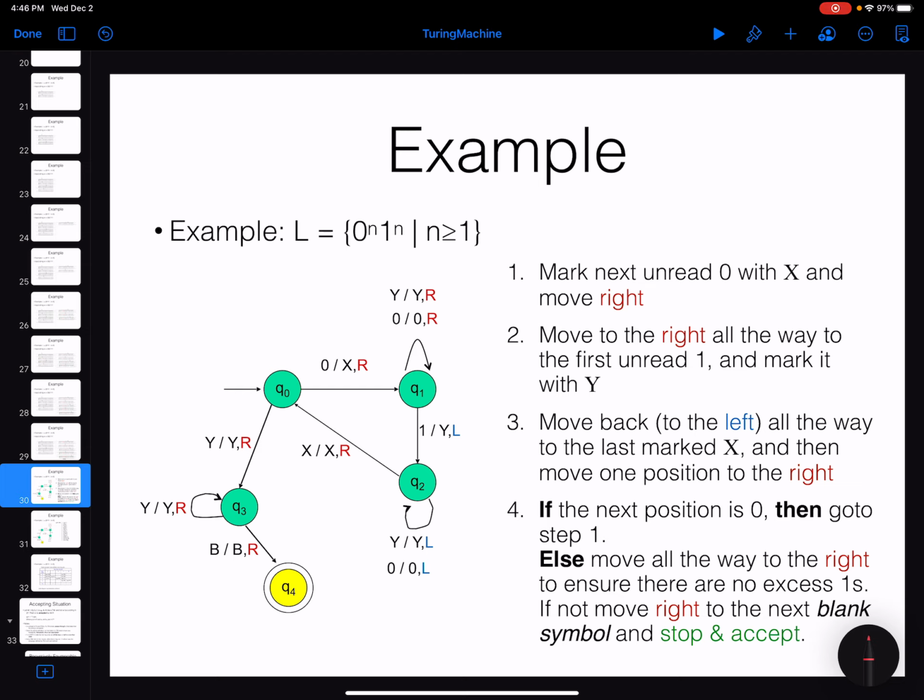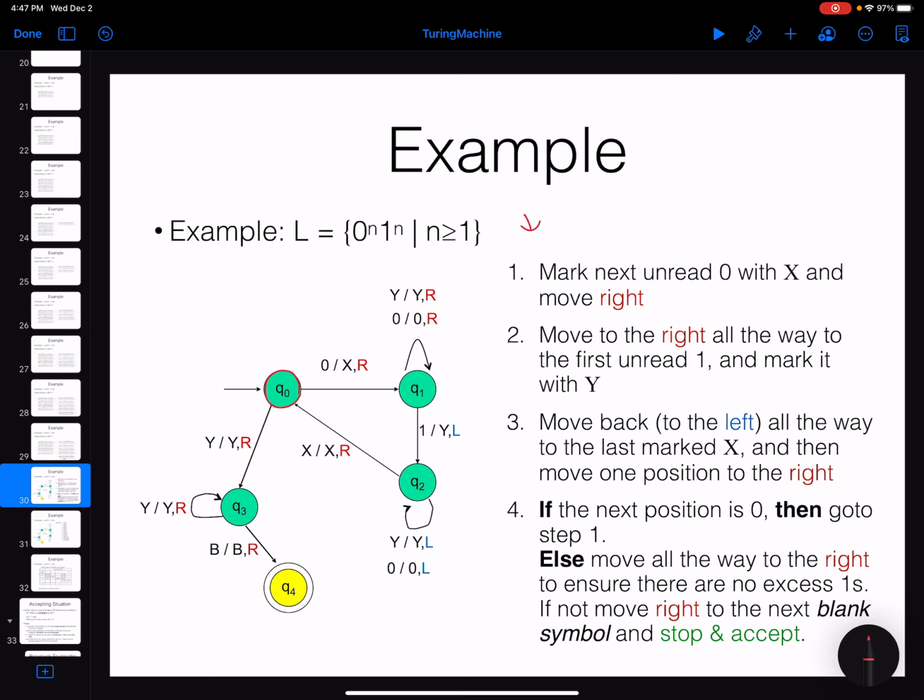Okay, it shows the full transition diagram. It might not be quite intuitive at the beginning when you are looking at it, but let me explain that the algorithm, that procedure that I explained before, I have written it here. It is actually the 3 basic moves. You mark the next unread 0 with x. So basically that's going to be the state q0. You are at state q0, and it is just like you are at the beginning of the input string.